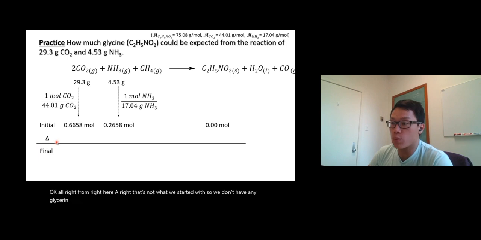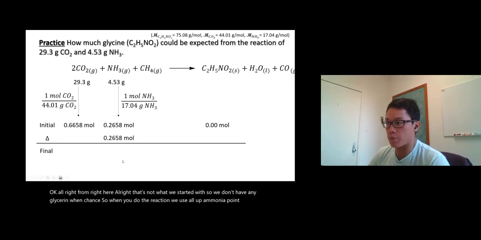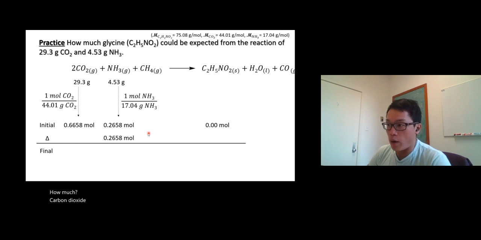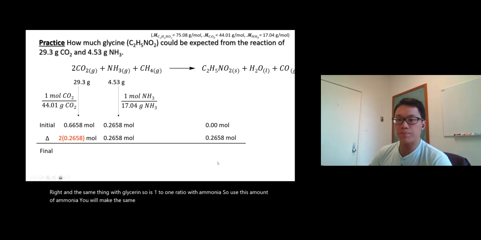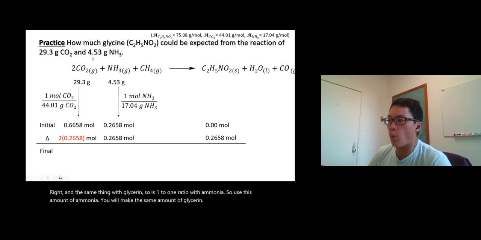When we do the reaction, we use up all the ammonia, 0.2658 moles. How much carbon dioxide do we use? Well, it's going to be double, so watch out here. It's a 1-to-2 ratio right here. So we're going to double the amount of carbon dioxide. And the same thing with glycine. It's a 1-to-1 ratio with ammonia. So use this amount of ammonia, you will make the same amount of glycine. So watch out for just the coefficients in a balanced equation.